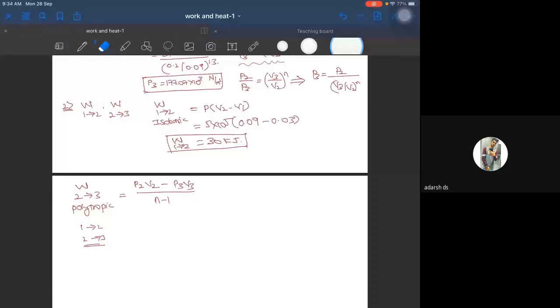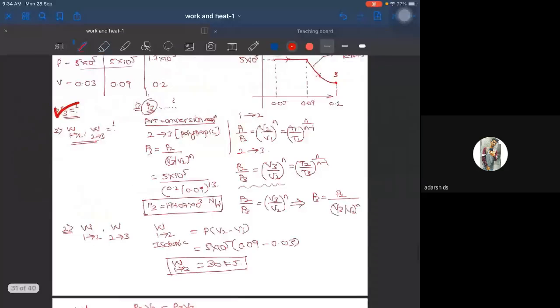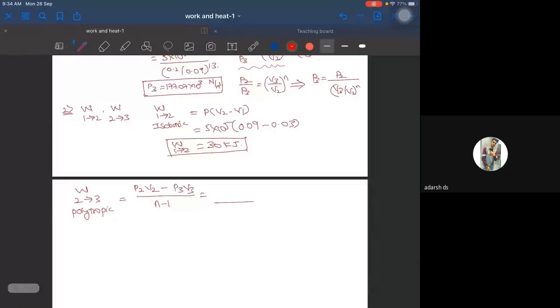I think you know everything. V2, V1, everything is known. So just substitute and give me the value. Give me the value in kilojoules. 31.95 into 10 to the power of 3. 0.95, yes, okay, kilojoules. Just check the values given with Karthik.